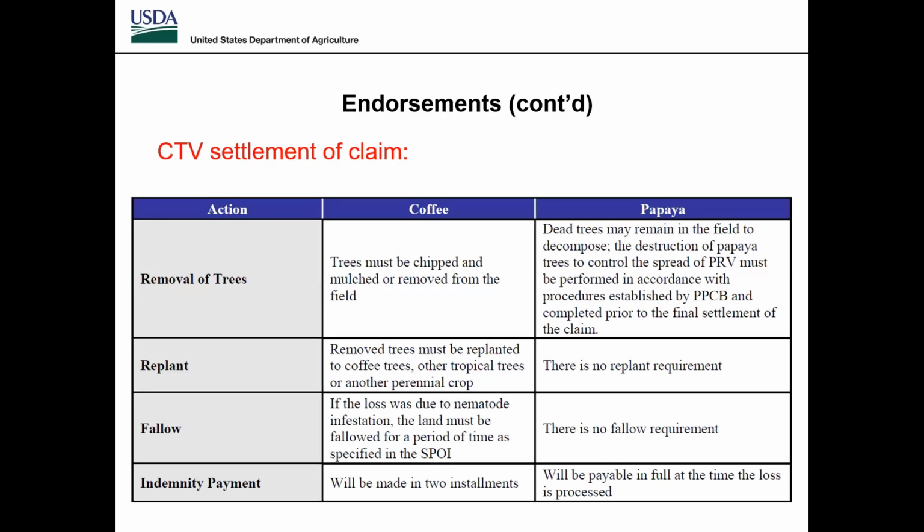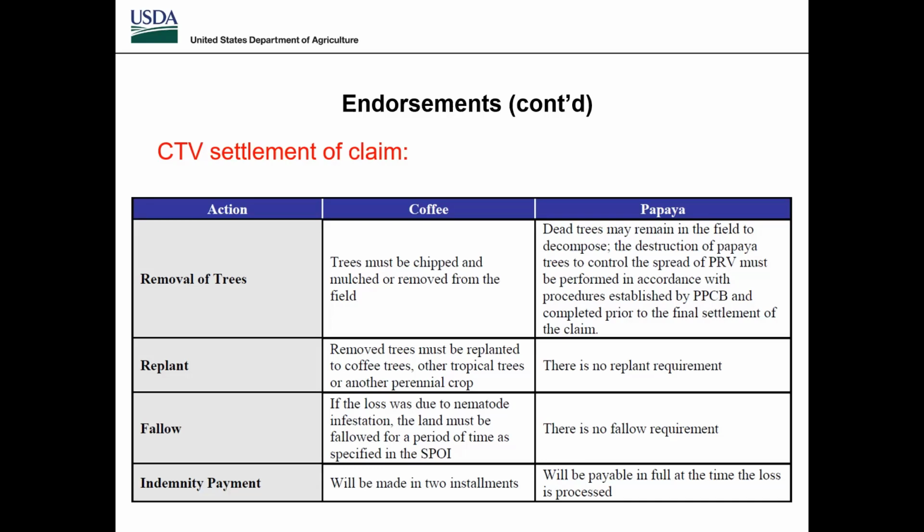For the CTV settlement of a claim and the action of removal of trees, the trees must be chipped and mulched or removed from the field. The removed trees must then be replanted to either coffee trees, other tropical trees, or another perennial crop. And if the loss was due to a nematode infestation, the land must be fallowed for a period of time as specified in the special provisions of insurance. And those special provisions, again, would be located on the RMA website under the Actuarial Information Browser.